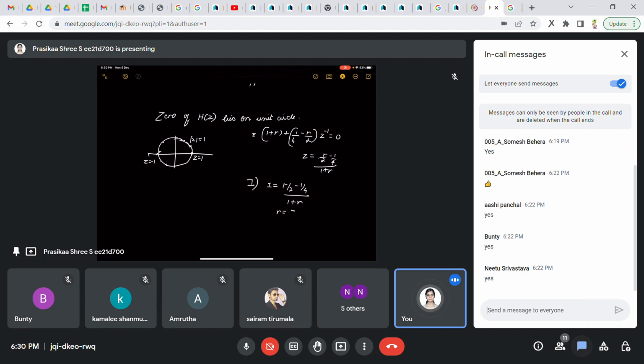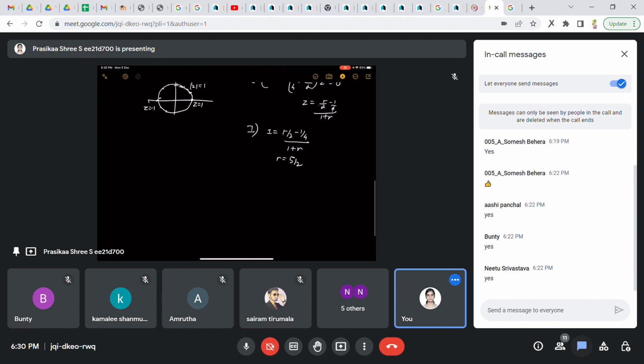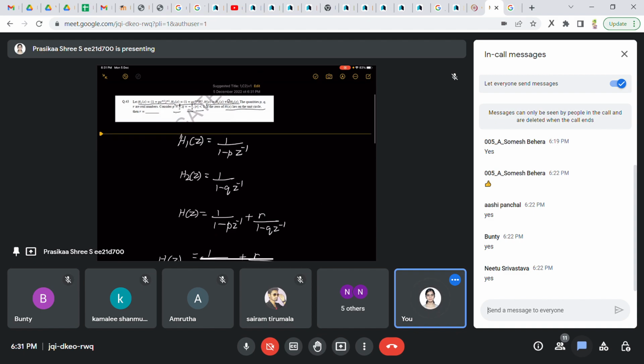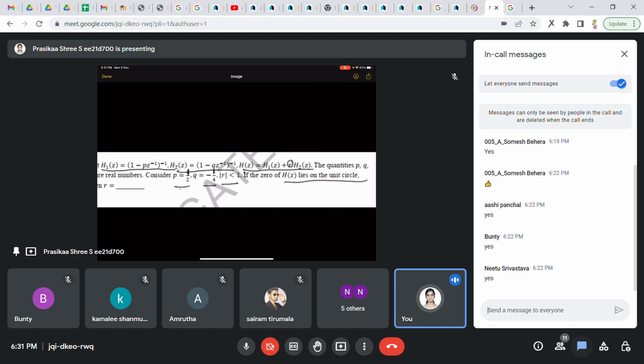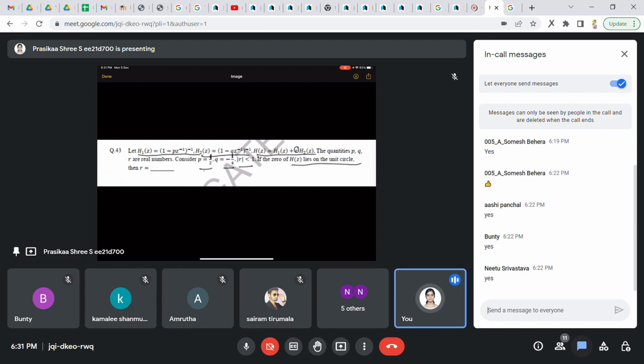r is equal to 5 by 2. In the second case, if you put z to be minus 1, this gives you a value of r equal to minus 0.5. But we have a condition. If you look at the question, we have a condition: mod of r should be less than 1.